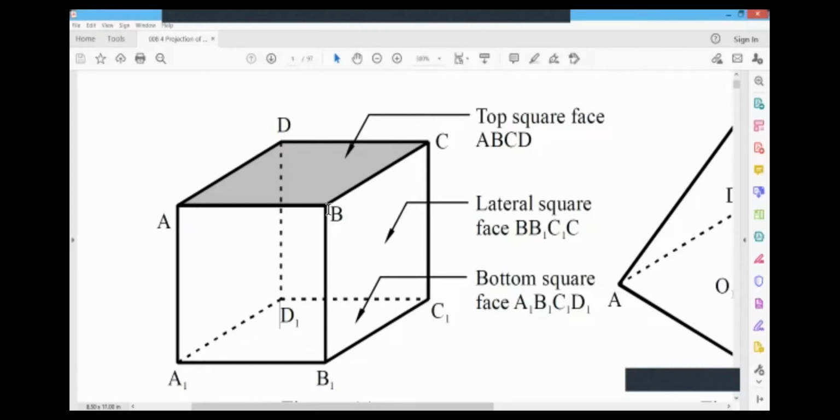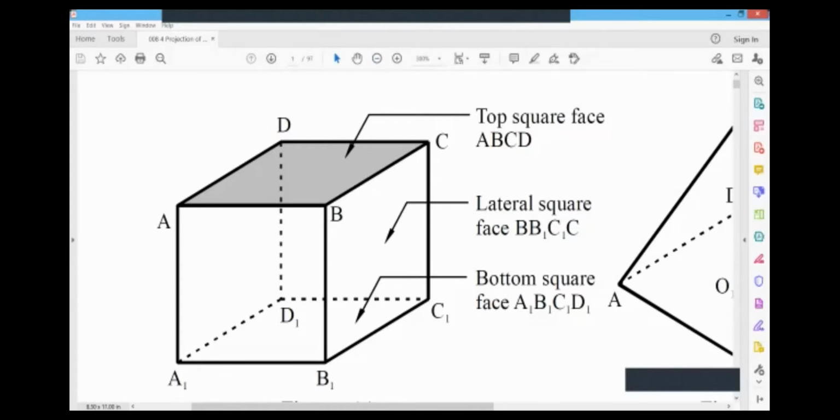And similarly, visible edges are represented by a continuous line. Visible edges are represented with a continuous line, and hidden edges are represented by a dashed line. As you are seeing here, the hidden edges are represented by this dashed line.